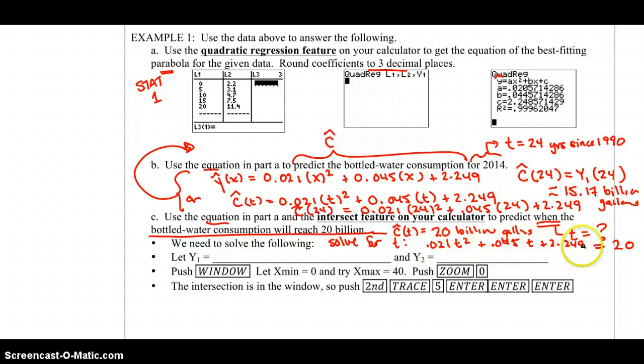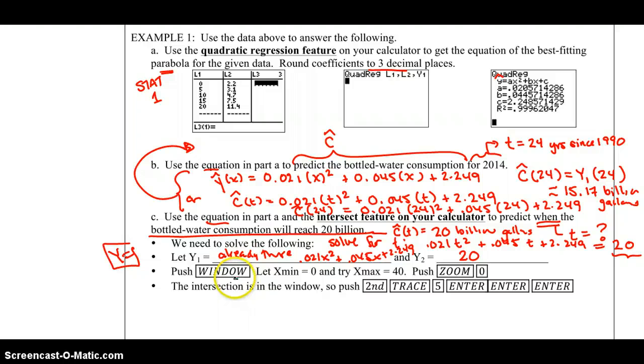Okay, so this expression, remember, we had it stored next to y1. So next to y1, it's already there. We would want 0.021 x squared plus 0.045 x plus 2.249, but we already had it stored there. So when you push y equals, you should notice next to y1 that this equation, with a lot more decimal places on each of those coefficients, is already there because we stored it there. Then next to y2, we're going to put the other side of the equation, which is 20.